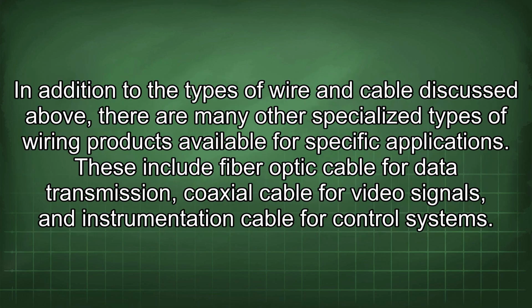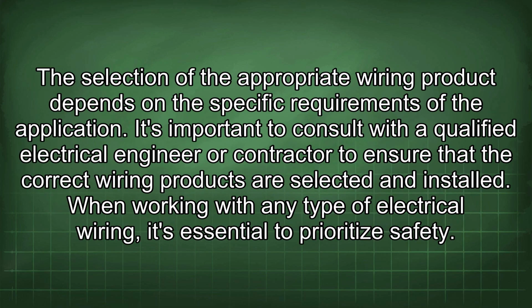In addition to the types of wire and cable discussed above, there are many other specialized types of wiring products available for specific applications. These include fiber optic cable for data transmission, coaxial cable for video signals, and instrumentation cable for control systems. The selection of the appropriate wiring product depends on the specific requirements of the application. It's important to consult with a qualified electrical engineer or contractor to ensure that the correct wiring products are selected and installed.